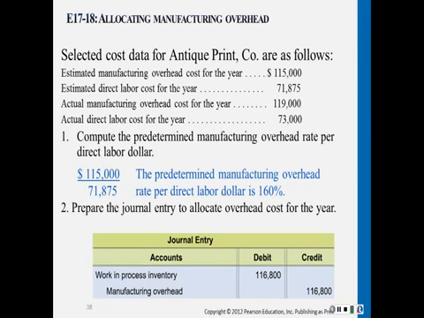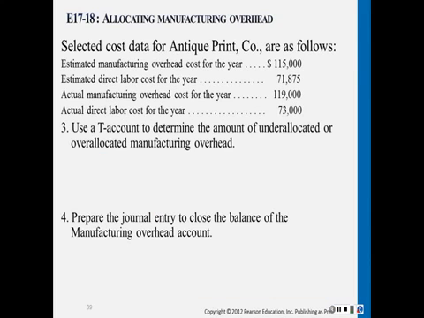The journal entry to allocate overhead costs for the year would be to debit work in process inventory for $116,800 and to credit manufacturing overhead for the same amount.